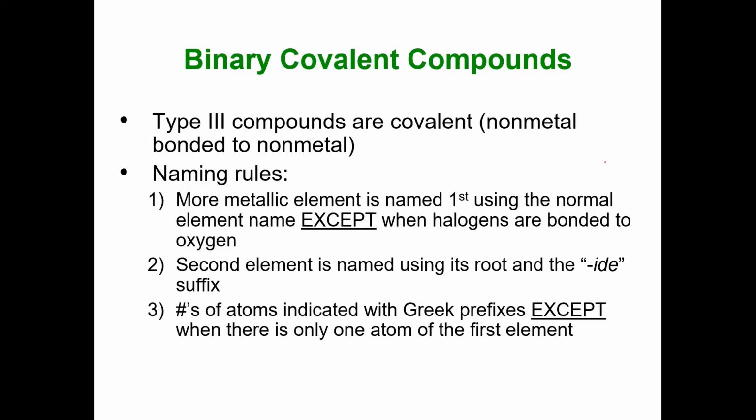The difference is now, because there aren't charges, they're not ions, they're sharing electrons in a covalent bond, we can't use that to determine ratios. So what we have to use instead are prefixes. And the only time we won't use a prefix to determine the number of atoms in this covalent or molecular compound, because it's a molecule, is if the first element only has one.